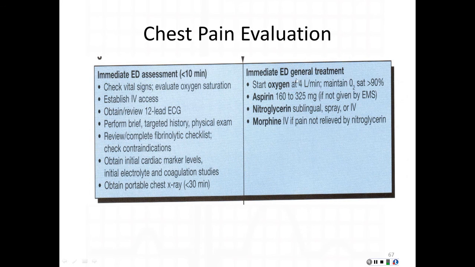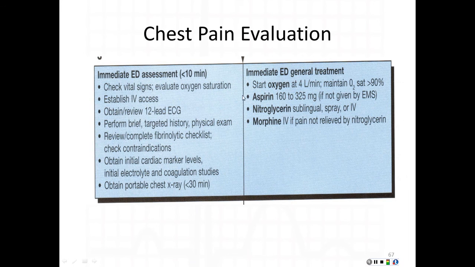I'm not going to ask you on the test to put in order whether you're going to do oxygen, aspirin, nitroglycerin, and morphine first, because it is very dependent on the patient's situation. Again, this patient may be allergic to aspirin and you're not going to give aspirin. This patient may have a history of peptic ulcer disease. You're not going to give the aspirin.